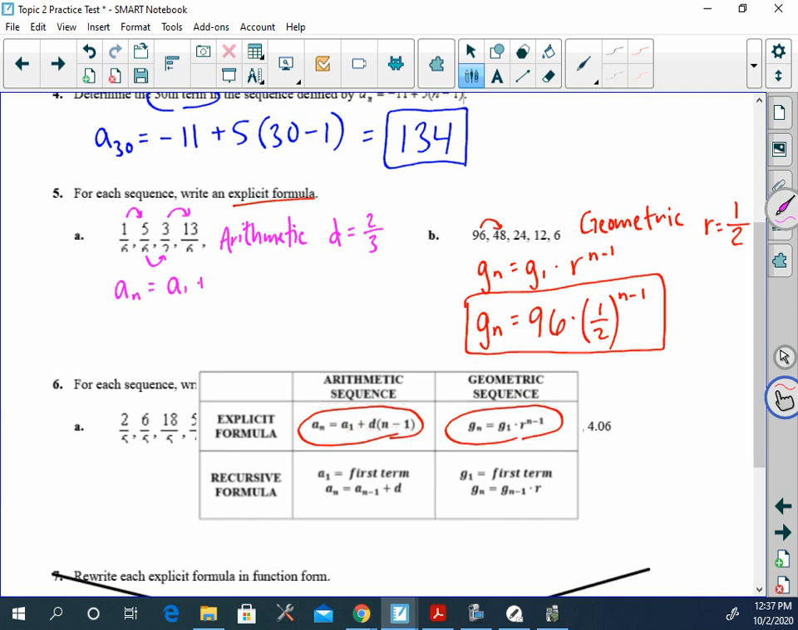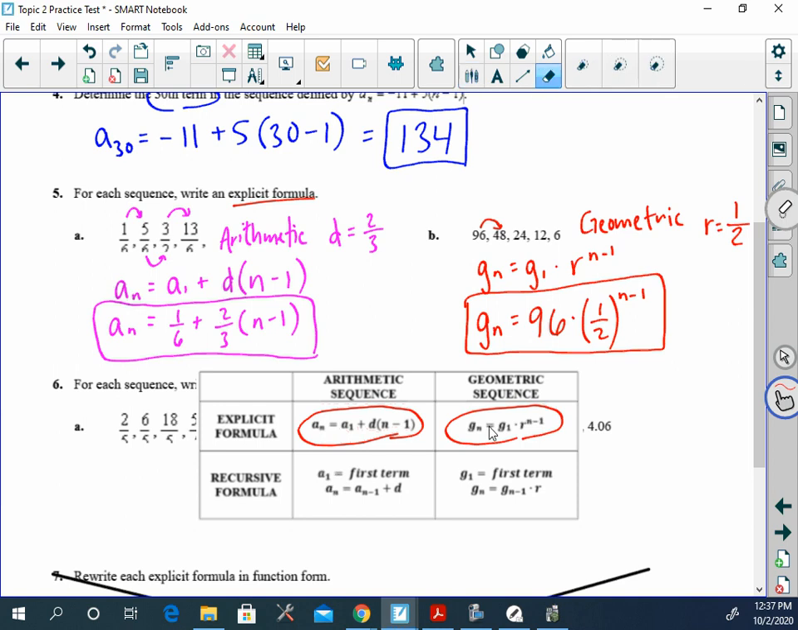And then I'm going to plug in my a sub 1, and a sub 1 is just your first term of an arithmetic. So our first term was 1/6 plus the common difference, which is 2/3, and then we've got n minus 1, and that's our formula.